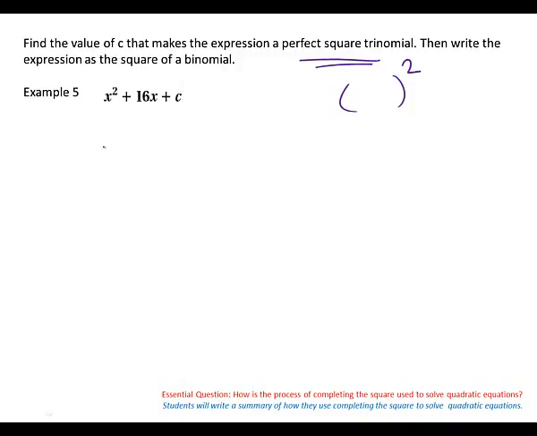So we're going to do this all at one time. I'm going to start by writing this part. I know it's going to start with an x. The way we get the c value, and I'm just going to put a blank there instead of a c, we're going to fill in that blank. We divide the middle by 2. So what do I get when I divide by 2? 8. That's what's going to go right here. So I've already got the square of the binomial.